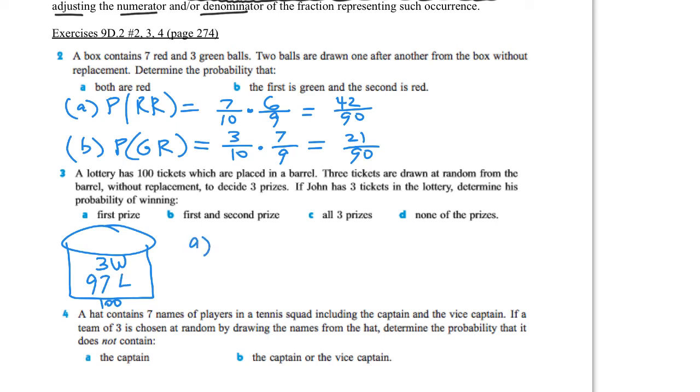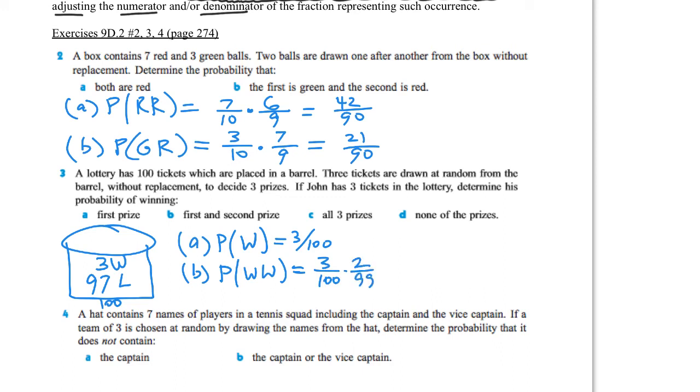So what's the chance that John gets first prize? Well, then it's only talking about John getting the first ticket drawn out of the barrel. 3 in 100 chance. What's the chance that John gets first and second prize? What's the chance that after mixing these 100 tickets, W, W comes out? So 3 in 100 times, and here's that adjustment, 2 out of 99.